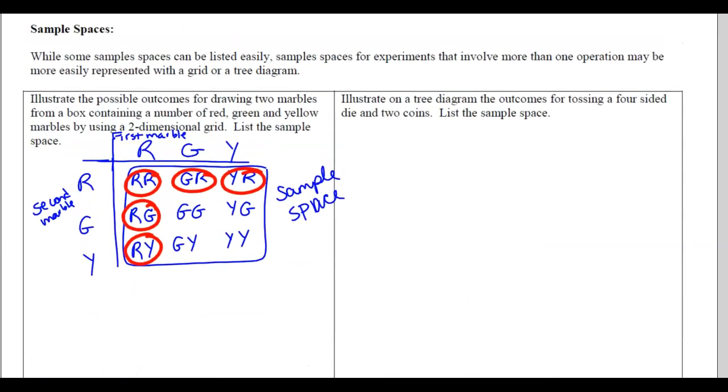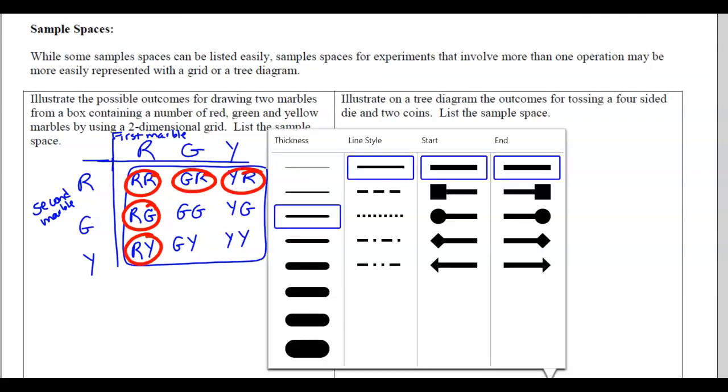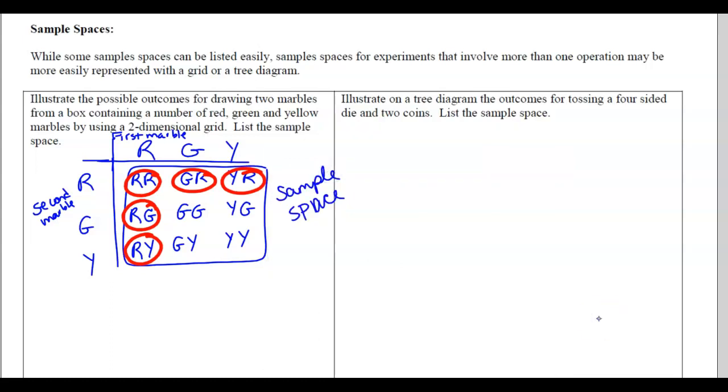Okay, so a tree diagram, that's what I often use. I don't use the grid that much. Illustrate on a tree diagram the outcomes for tossing a four-sided die and 2 coins. So a four-sided die would be what we call, phones away, a tetrahedron, in science. That's like a triangular-based pyramid. It's got 4 sides. So that would be what this die looks like.